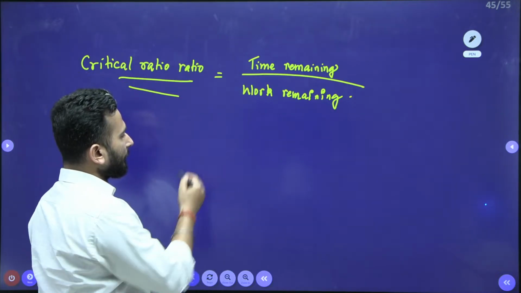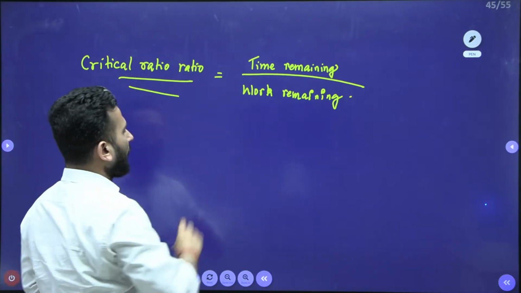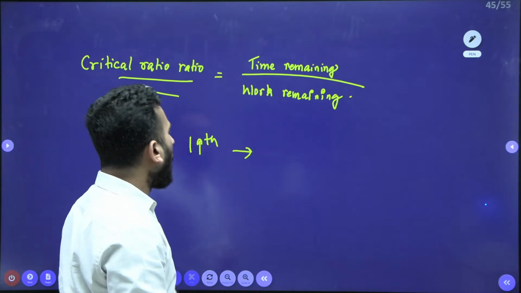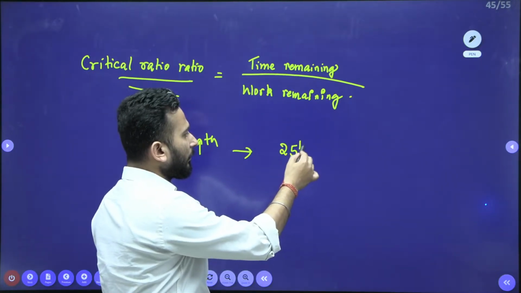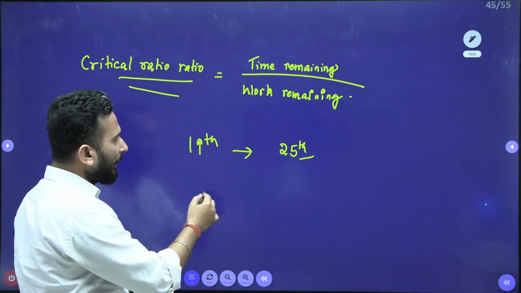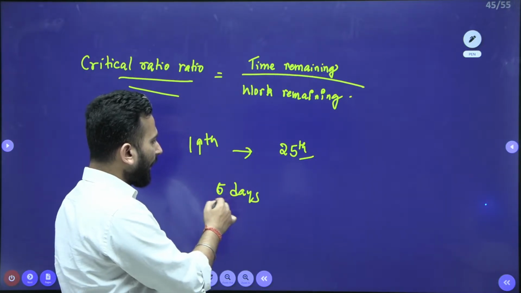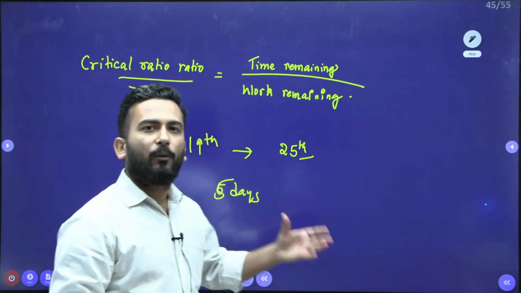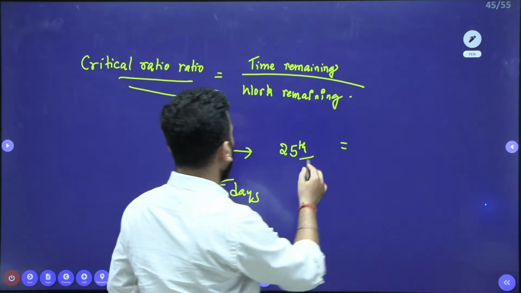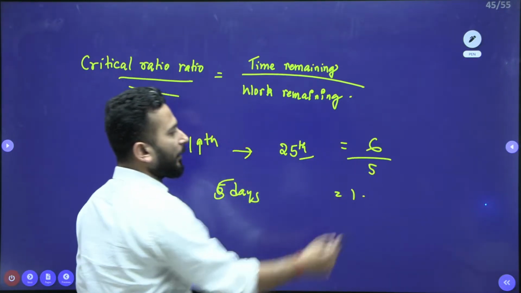Let me tell you what is time remaining by work remaining. Let us take today's date: today's date is 19th, and I am saying that the due date is 25th. On 25th I have to submit one assignment, and the work left in terms of processing time is 5 days. Work left in terms of processing time means 5 days of work is left. So what is the critical ratio? How much time is remaining? 25 minus 19, that is 6. What is the work remaining in terms of processing time? 5. So 6 by 5, 1 point something, 1.2.